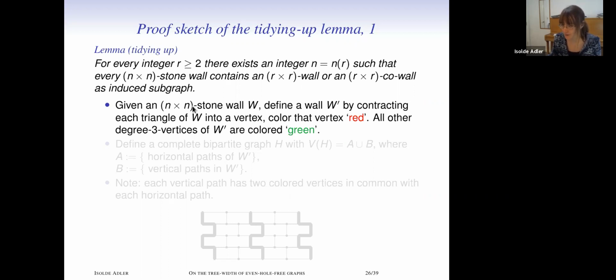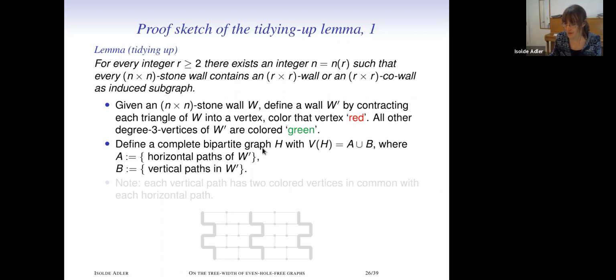Okay, so we're given an n by n stone wall, and we call it W. We define a wall W prime by contracting each triangle of W into a vertex. So all these little centers of the semi-forks are contracted into a vertex. And we will color the resulting vertex red. And then all the other degree 3 vertices of W prime that come from forks, not semi-forks, we color green. So red is just to remind us this is the center of a semi-fork, and green is the center of a fork.